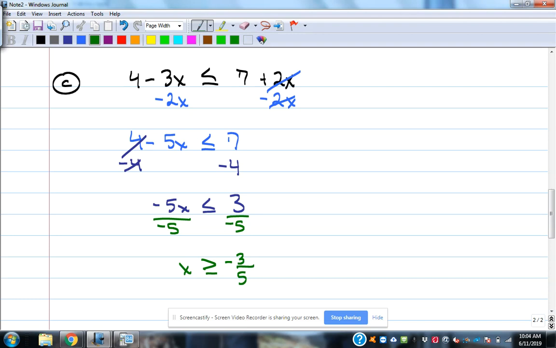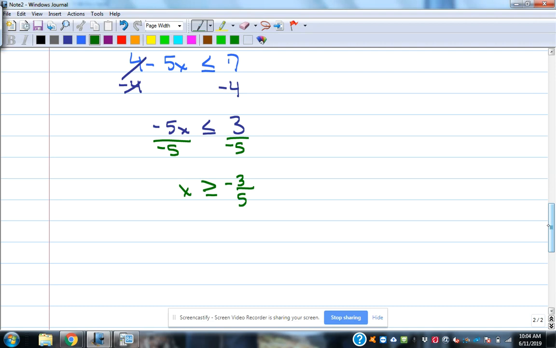Okay. So I got a fraction for an answer. That's okay. It's okay to have a fraction as an answer. Set notation. All x's as long as x is greater than or equal to negative 3/5. Interval notation.